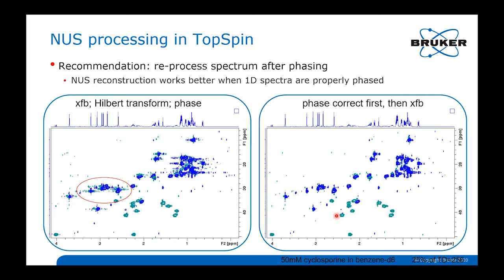One last little bit about phasing is that if we've done the NUS reconstruction and gotten an out of phase spectrum and then applied the phase correction, there's often some artifacts on the sides of the peak. NUS does a much better job of reconstruction when the individual FIDs are phased properly before the NUS reconstruction is done. So if you've done the phase correction like I've shown here, I'd go back and do XFB again to redo the reconstruction, and you're going to get a much cleaner spectrum.